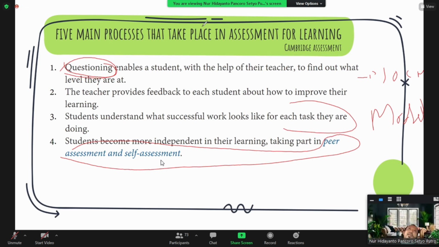The question is, but sometimes when I ask my students to do peer assessment, they don't even know what they need to do. Tell them. Our job is to help them, to tell them that, okay, what you need to do is this one, and this one.